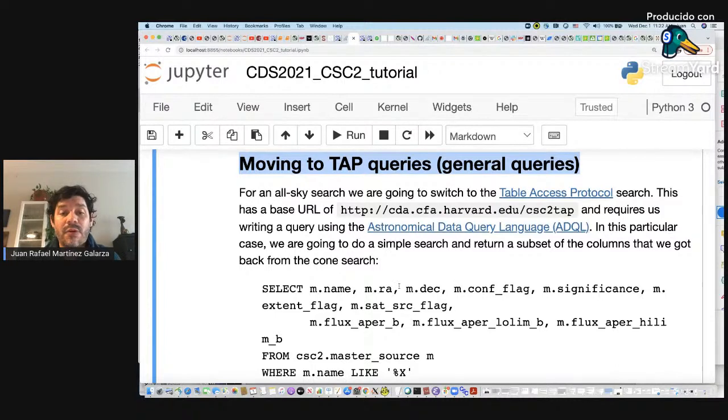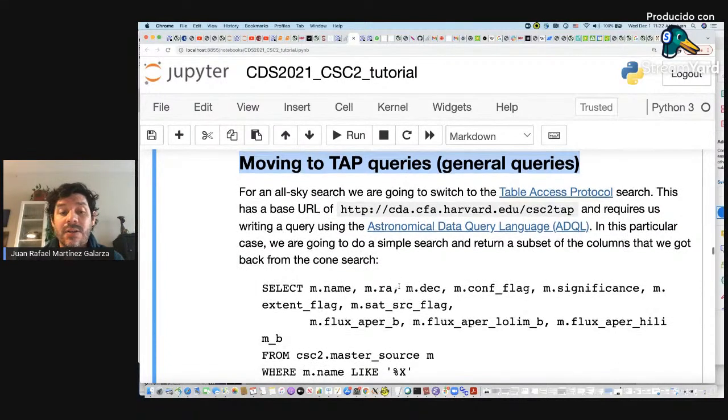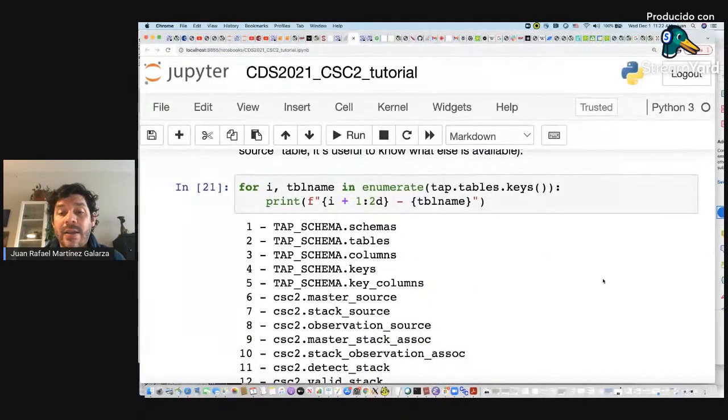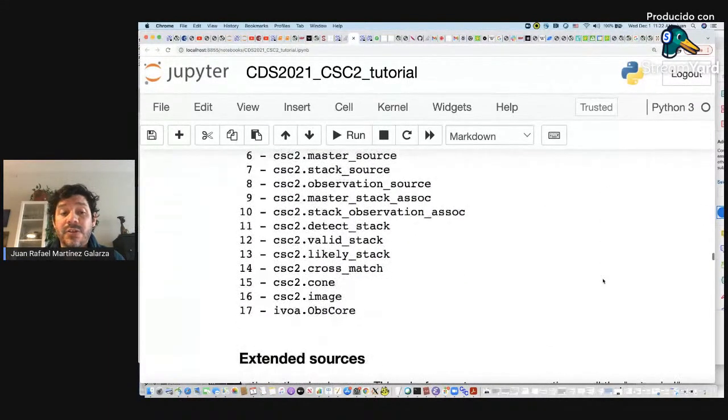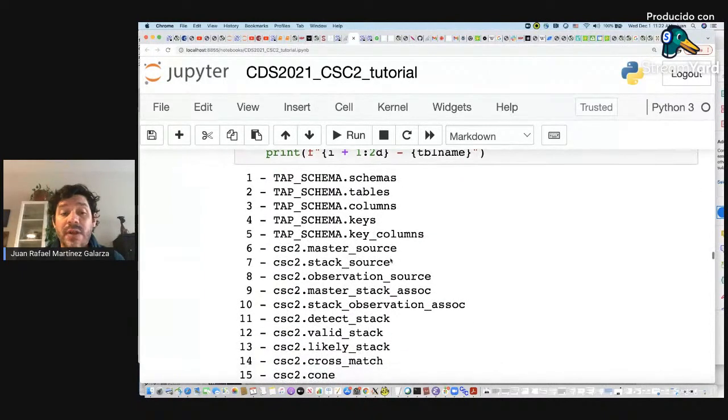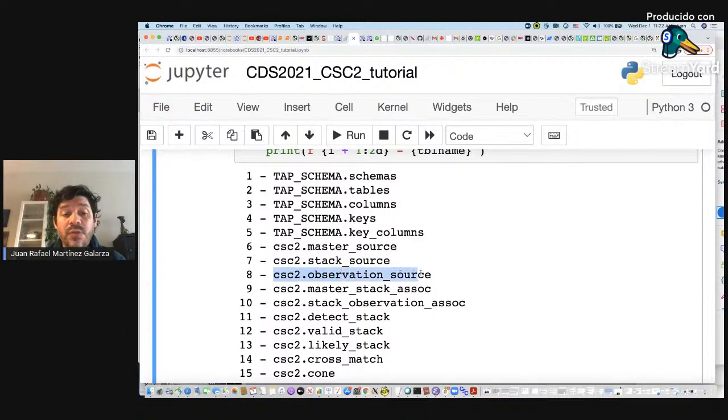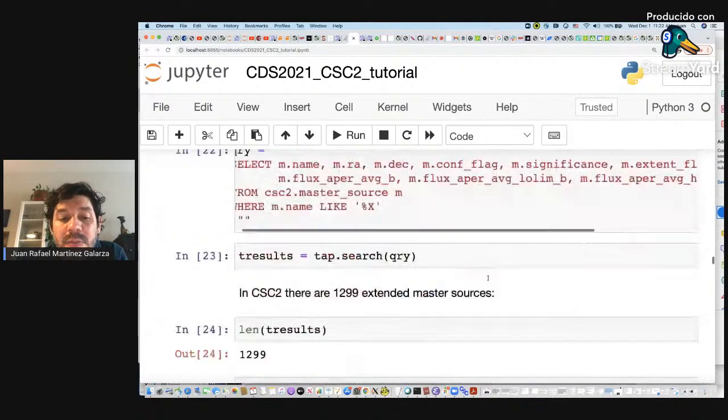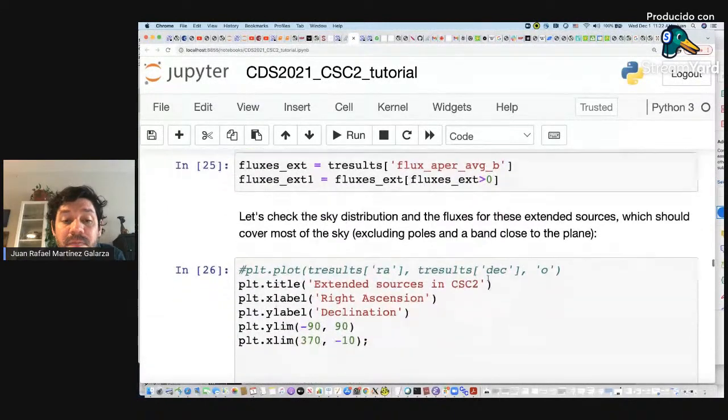So you can use the TAP queries, that is another service, to search the catalog for properties at the OBSID level, so individual observation level. So in the TAP, you will have all the tables. You will have a master source, that is the highest level of the sources, where basically sources are defined based on all the times they were observed. But then there's also tables for the stack. So basically, when you just look at one single stack with many superimposed observations, you can get the tables for the properties using those stacks. And then you can also use the tables for individual observations. And all this part of the notebook is showing you how to do that.